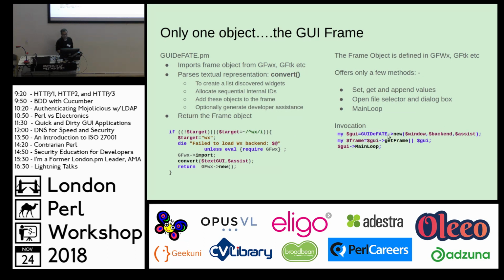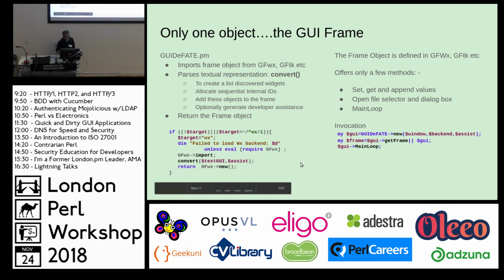You just invoke it this way. You pass it a string, you pass the backend you want, and any assistance you might need. So what kind of assistance might you need? You might want to know, how do I access the buttons? It'll create, if you want, a list of functions, subroutine code that you can insert that allows you to access these things.